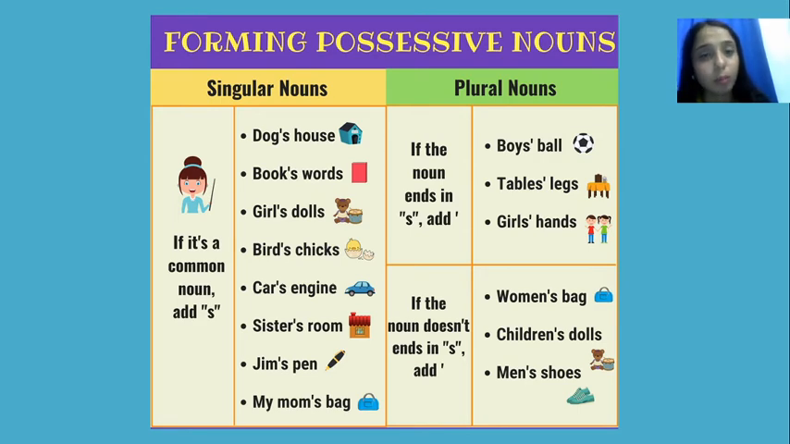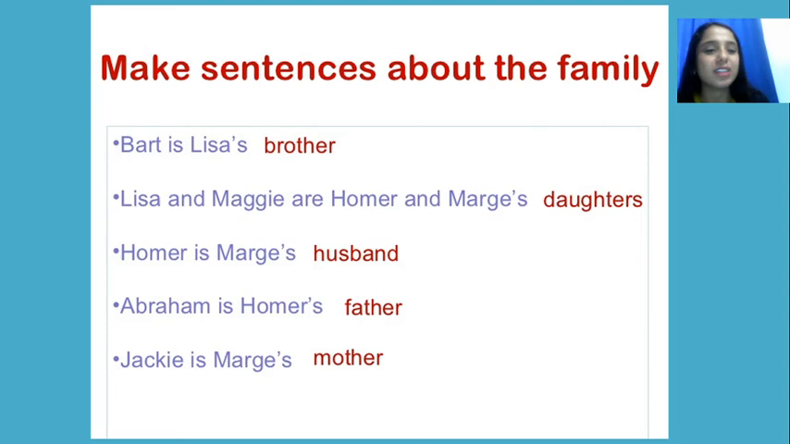For example, boys' ball, tables' legs, girls' hands. And if the noun does not end in S, you add the apostrophe and the letter S. As you can see, women's bag, children's dolls, men's shoes. These are irregular plural nouns and we already learned about them in the previous class that we have. Let's continue.